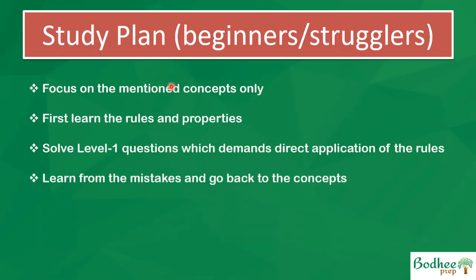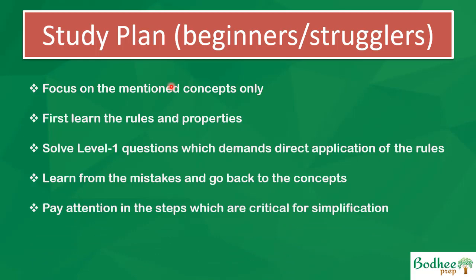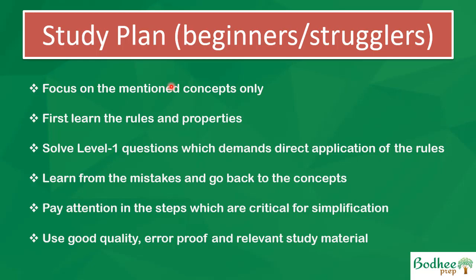Learn from the mistakes and go back to the concepts. When you're solving level 1 questions, you will make lots of mistakes. Look at the concepts, become thorough with the concepts, and then move to level 2 questions, right? And the idea is that you have to look at simplifying the problem. How you should use number system concepts to break the complex problem into bits and pieces. And you should use good quality, error-proof, relevant study material. Sometimes the study material that people study from is not up to the mark, so that creates problems. So you should always use good quality, error-proof, relevant study material.